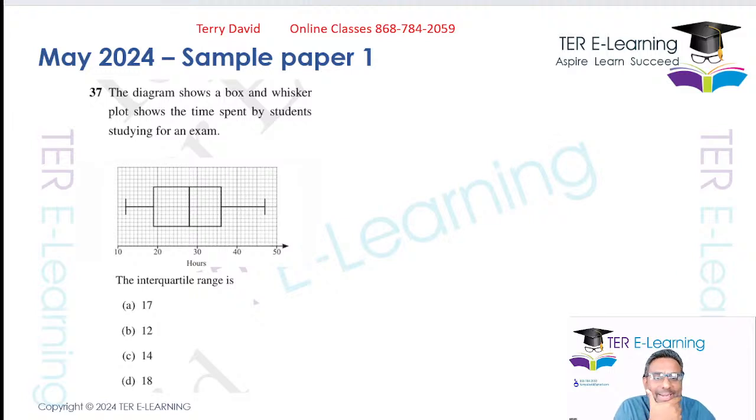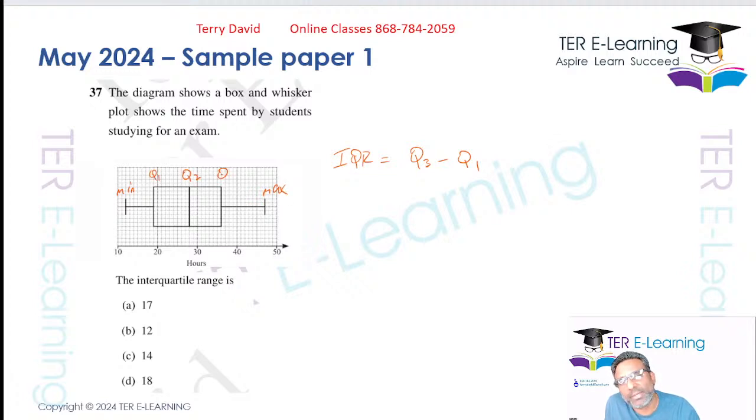I've seen people getting A as the answer. So check this. You want the interquartile range, which is going to be your upper quartile, Q3, minus Q1. So we need to find Q3 and Q1 from the diagram. On a box and whisker, this is your minimum, this is your max, this is Q1, this is Q2. Q2 is the median, by the way. And this is Q3 here. So we need to read off these values.